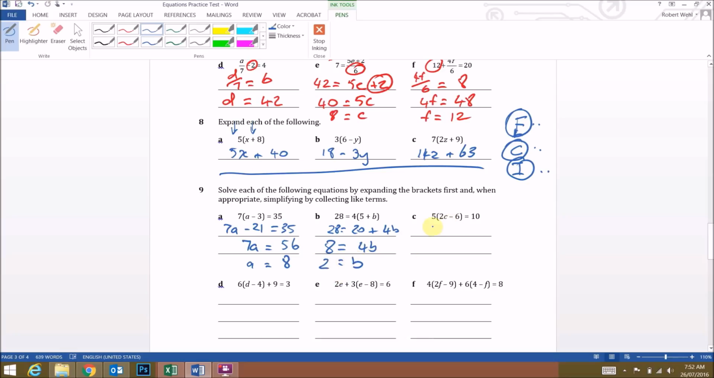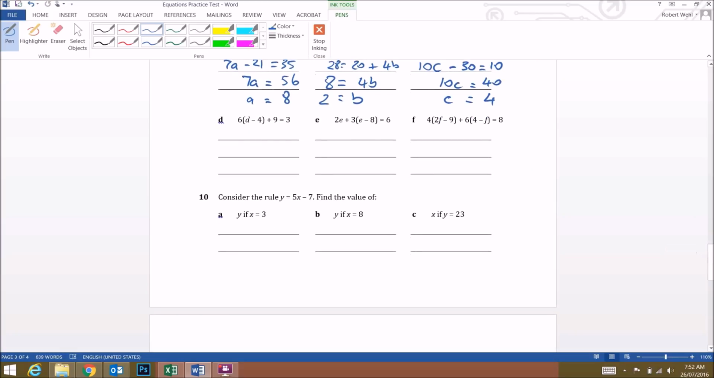Alright, this one here, let's expand. 10c, take away 30 equals 10. Alright, now I can collect, but there's nothing to collect, so I'll isolate. So I add 30 to both sides, and now I divide by 10. Okay, so c equals 4. The next ones are a little bit harder.